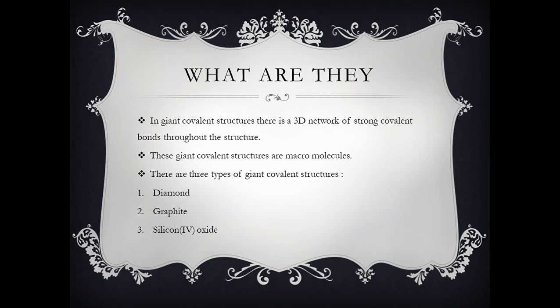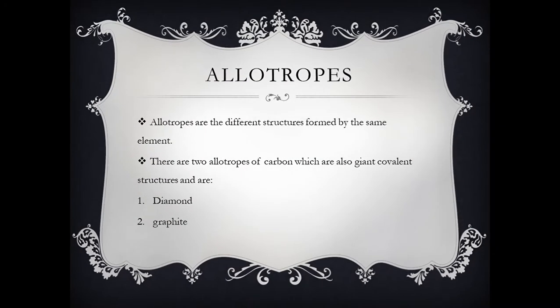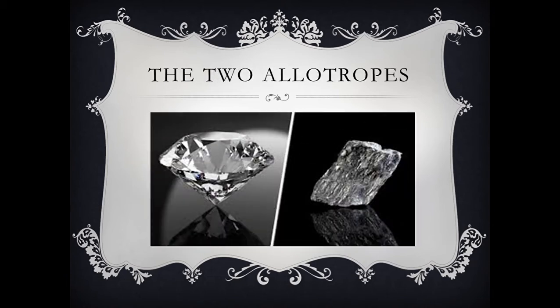Before that, there's an important thing to learn: allotropes. Allotropes are the different structures formed by the same element. This question would be asked in the exam: what are allotropes? You have to say allotropes are different structures formed by the same element. There are two allotropes of carbon which are also giant covalent structures, diamond and graphite, which we're going to learn next.